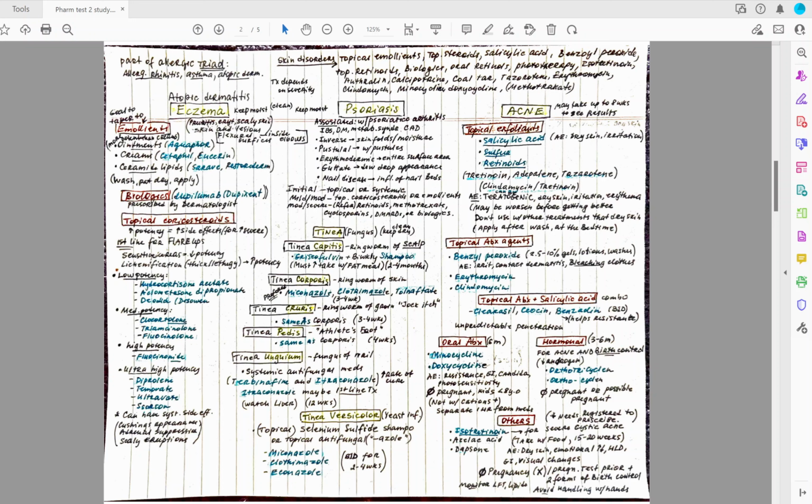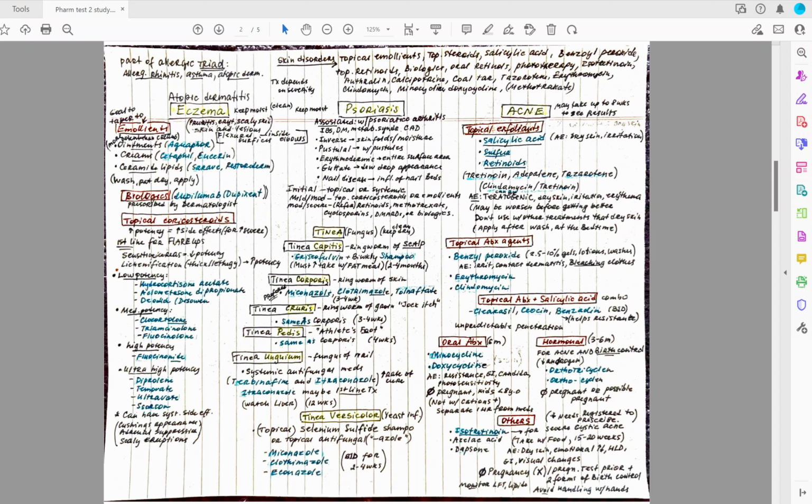Hydrocortisone acetate, that's one of them. Aclometasone and desonide. I don't know how to pronounce those things. Anyway, the low potency one is hydrocortisone, at least I remember that.